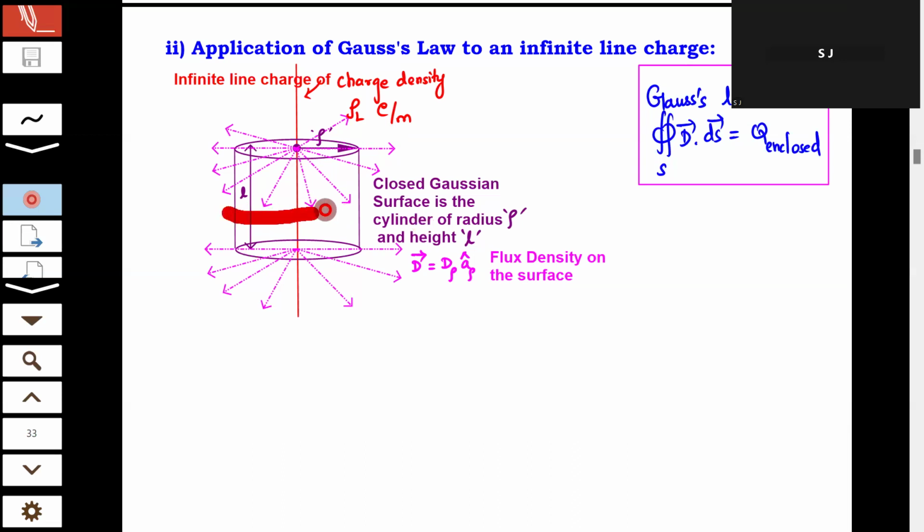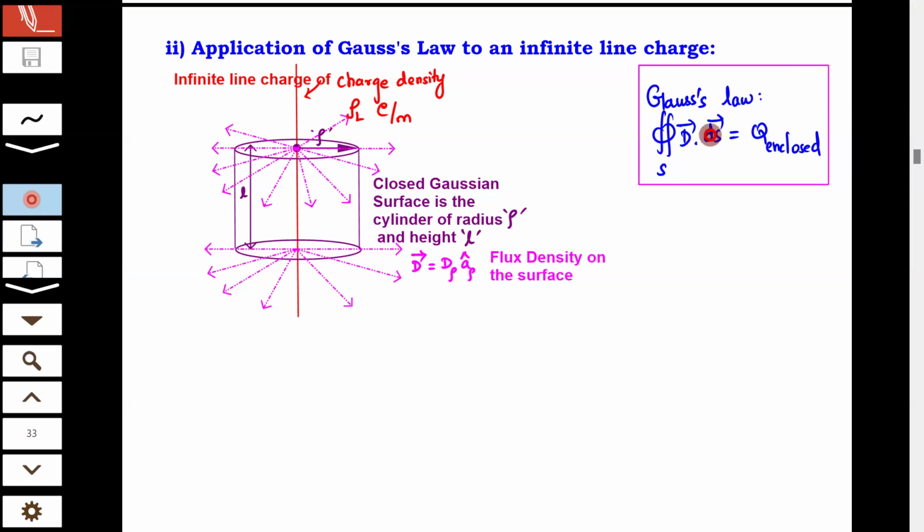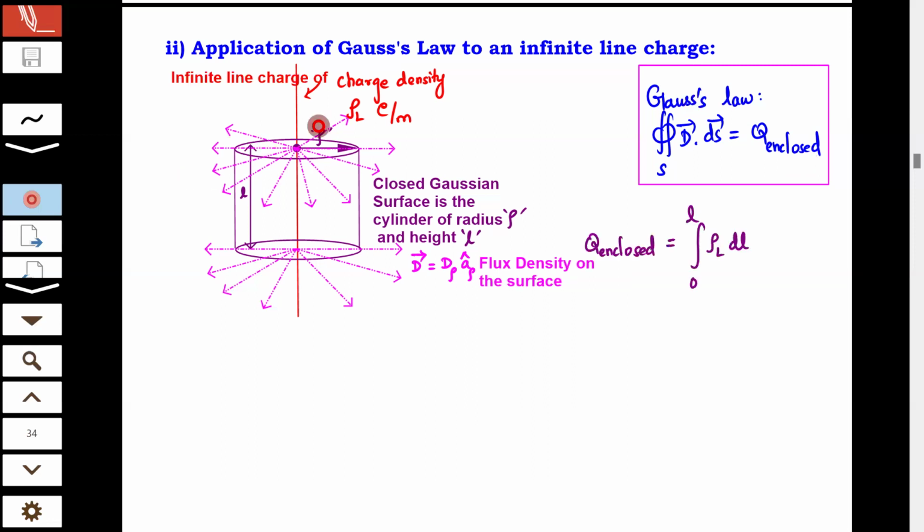Also, on the curved surface, radius is constant, thereby D is constant. So this choice of closed Gaussian surface in the form of a cylinder satisfies the two conditions as per the Gauss law's characteristics. Now, we should estimate the charge enclosed in the right-hand side, which can be estimated by performing integration of this line charge density throughout the length of this Gaussian cylinder.